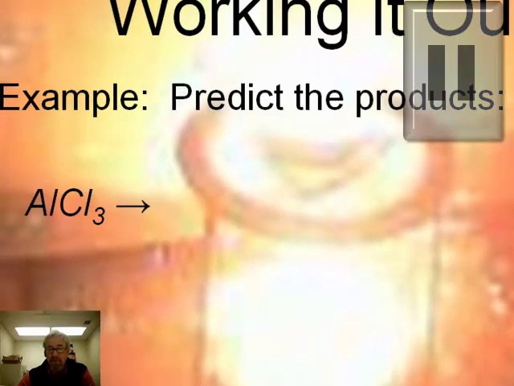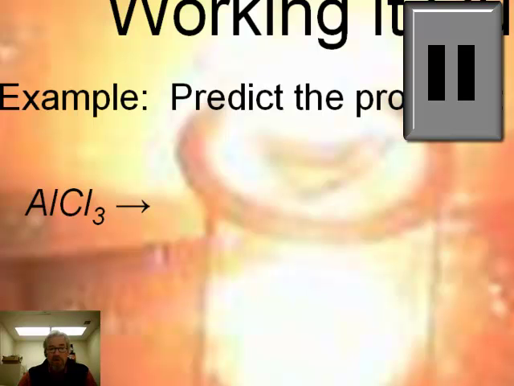Okay, you do this one. Aluminum chloride, AlCl3, is decomposing. Decompose it into its elements, and why don't you balance the equation when you're done?